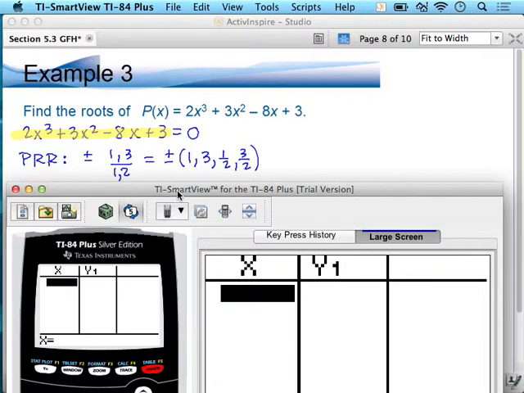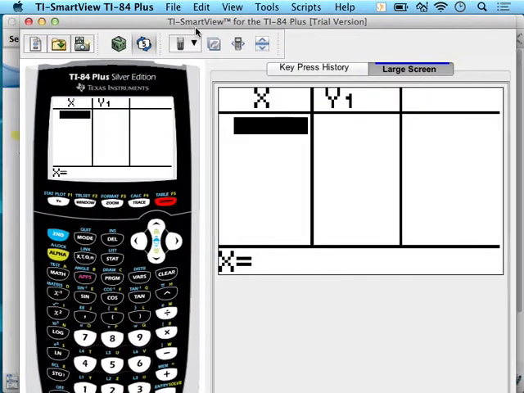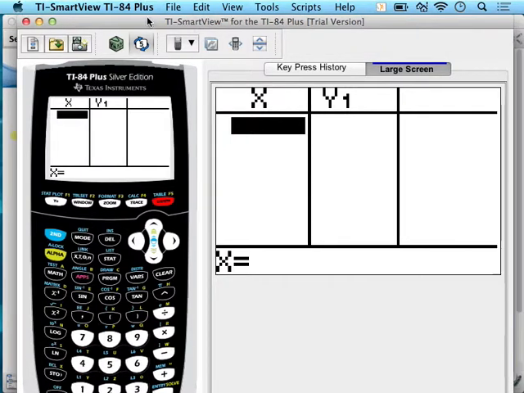Now you only have to test them until you get a y value of 0. So let's try the ones first. Those are always the easier ones. So let's see. Positive 1. And look at that. Right off the bat, we find one that equals 0.